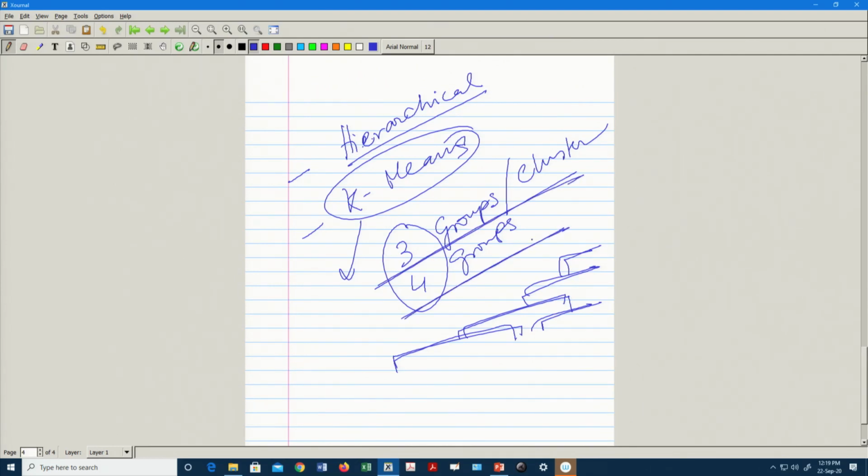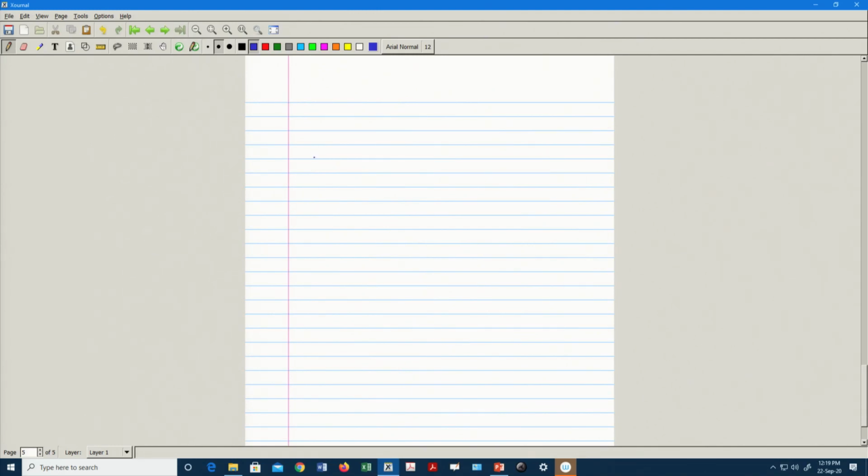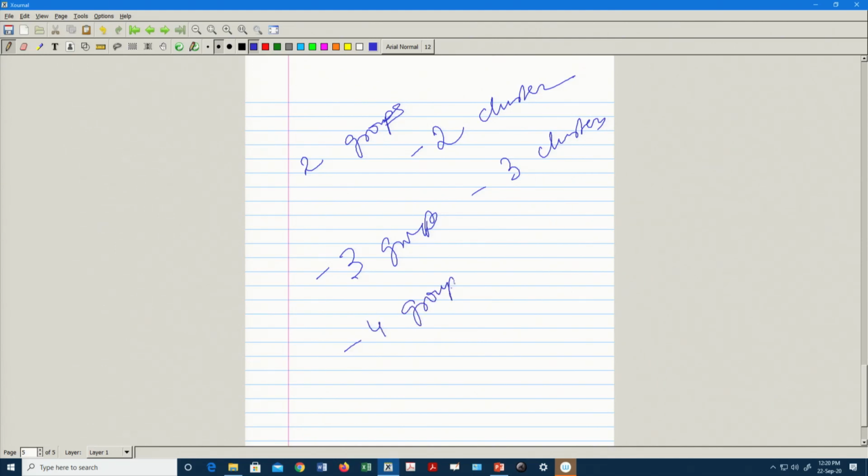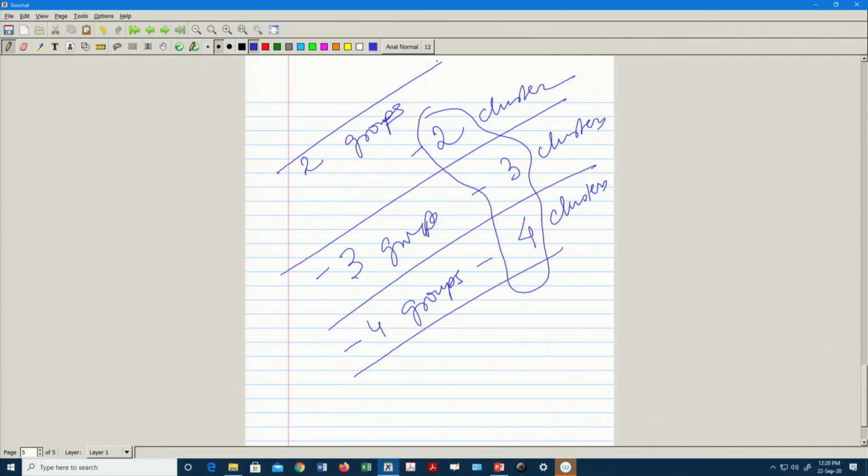So, for doing any project, if I want only 2 groups to come up, I will mention that I want 2 clusters. If I want my entire organizational IT team to be divided into 3 groups, I will say I want 3 clusters. If I want 4 groups, I will say I want 4 clusters. So, K-means basically helps us to define the groups, to define the clusters also.